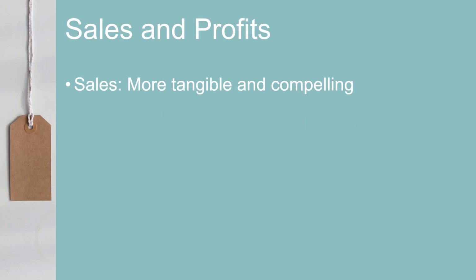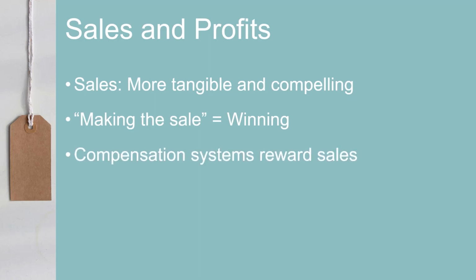The sales price of the deal is on the invoice or receipt. The profit of a single transaction is rarely calculated. Getting the deal or making the sale is often seen as a win. We beat the competition. Many compensation systems reward sales volume, not profit. Sales mean dollars in employee pockets.